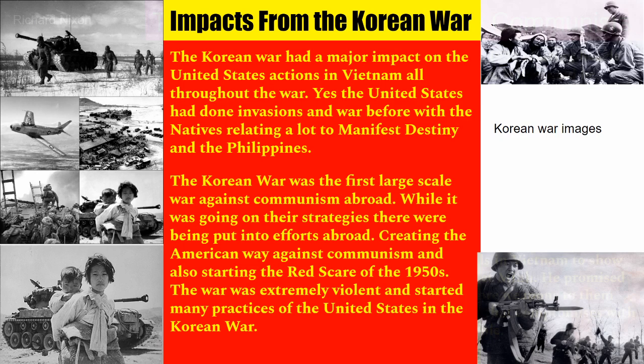The United States is no stranger to war. They had the Manifest Destiny, which was the murder of massive amounts of natives and conquering of land in the United States. They also had the Philippines. They had a little thing in Cuba where they had a dictator in place. But the Korean War was the first large-scale war against communism abroad for the United States.